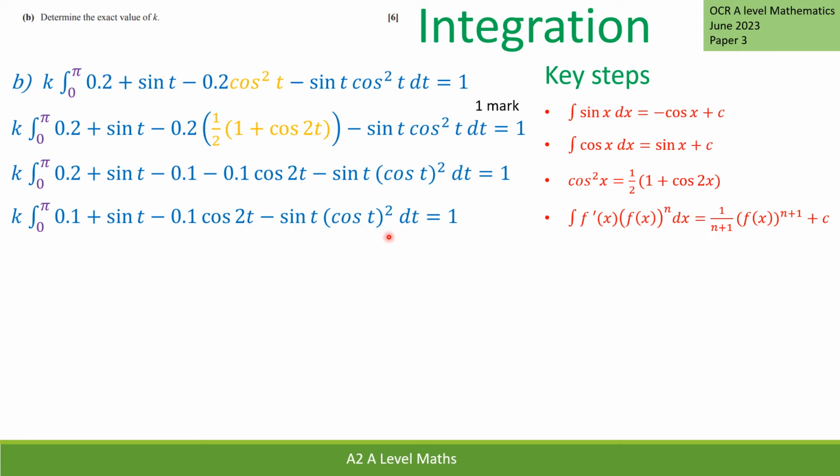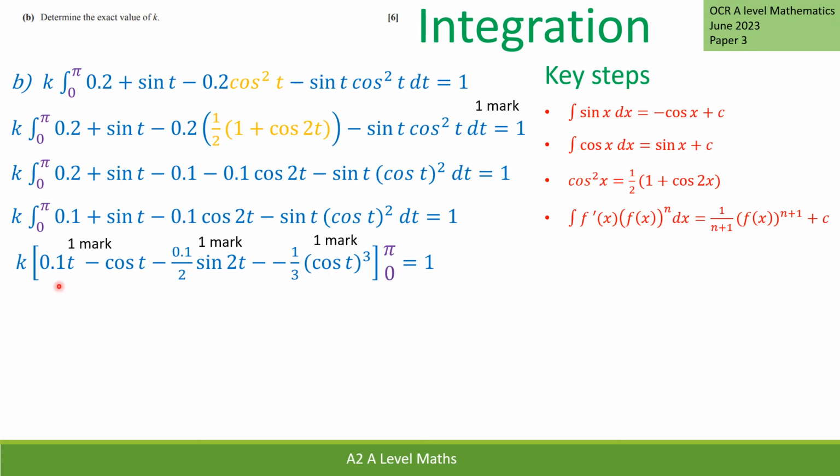And this last part here, we're using the rule in the formula book. So for getting 0.1t minus cos t, that will give you 1 mark. For getting it in the correct form with these last 3 terms here, you will get 1 mark. So the integral of 0.1 cos 2t is minus 0.1 divided by 2. Remember, the differential of 2t was 2. Differential of cos was sine, so that stays as sine 2t. And then I've got cos t all cubed divided by 3.